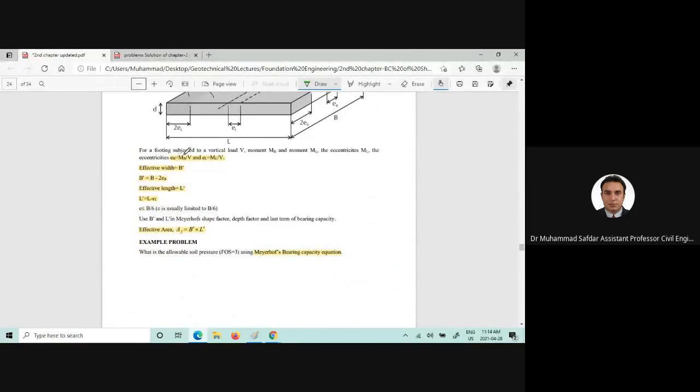Please kindly note down these equations if you want to find out the eccentricity in the direction of width of the foundation or eccentricity in the direction of the length of the foundation. You can use these two equations, and if you want to find out the effective width of the foundation, you can use this equation. And for the effective length of the foundation, you can use this equation.